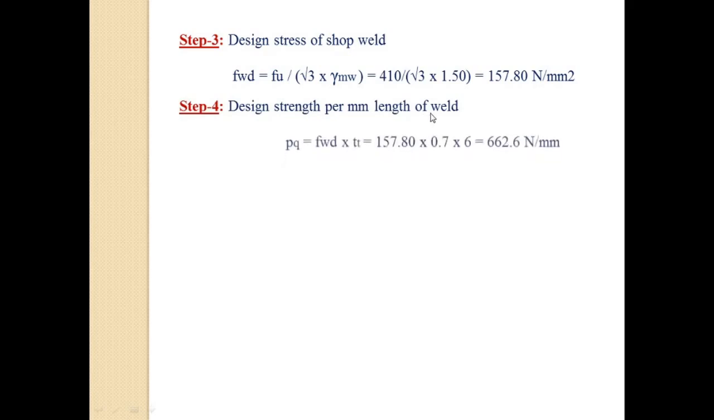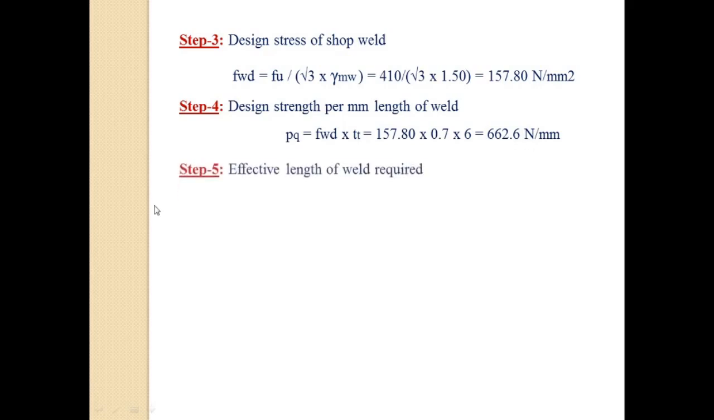Okay. Next, step number 4, we have to calculate the design strength per mm length of weld. So how can we calculate it? PQ is equal to FWD into TT. FWD is the design stress and TT is the throat thickness. FWD we calculated in step number 3, that is 157.80, multiplied by the throat thickness, that is 0.7 S. S is the size of weld, which is 6 mm. So putting the values in the formula FWD into TT, we get PQ, the design strength per mm length of weld, which is 662.6 Newton per mm. Here the value of L is 1, therefore we are calculating PQ in Newton per mm.